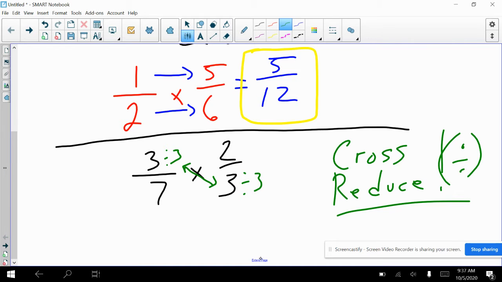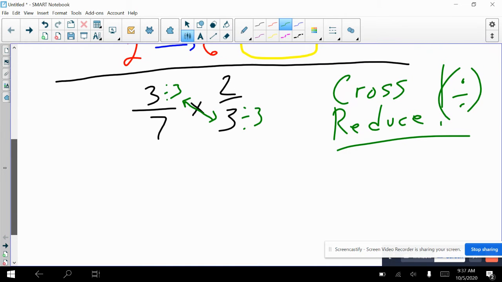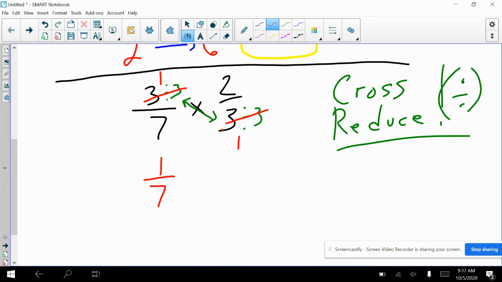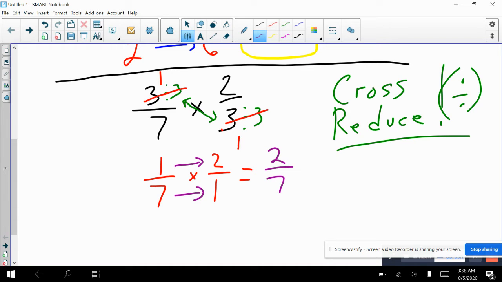Now, here is where I would recommend that you rewrite the problem. Because when you cross them out, you're going to get a lot of numbers. So our problem really is 1/7 times 2 over 1. And from there, you can see that it's pretty easy. We get 2/7. 1 times 2 is 2. 7 times 1 is 7. That is in lowest terms. Again, we're starting off easy, working to harder problems. Everybody good with those?